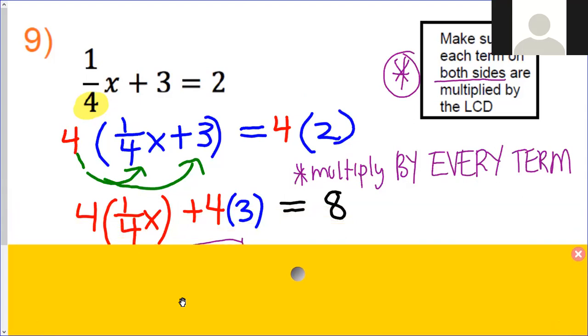So what multiply by every term looks like is the 4 has to be multiplied by the first term, the 4 has to be multiplied by the second term, and the 4 has to be multiplied by the right-hand side, which I've done. 4 times 2 is 8.